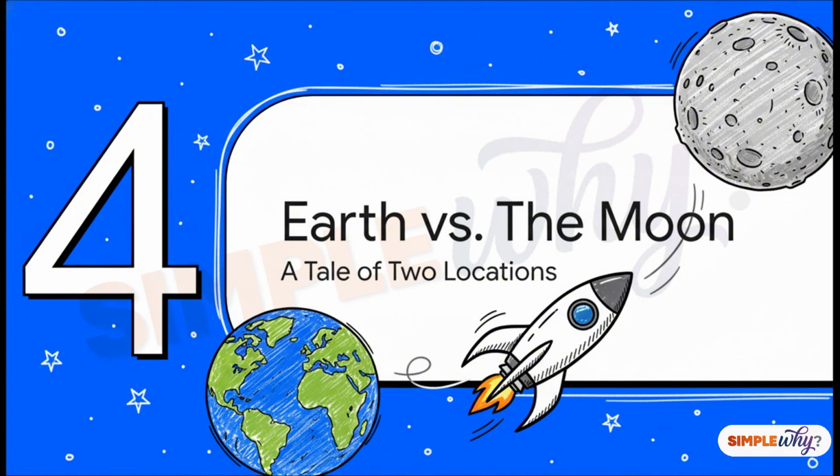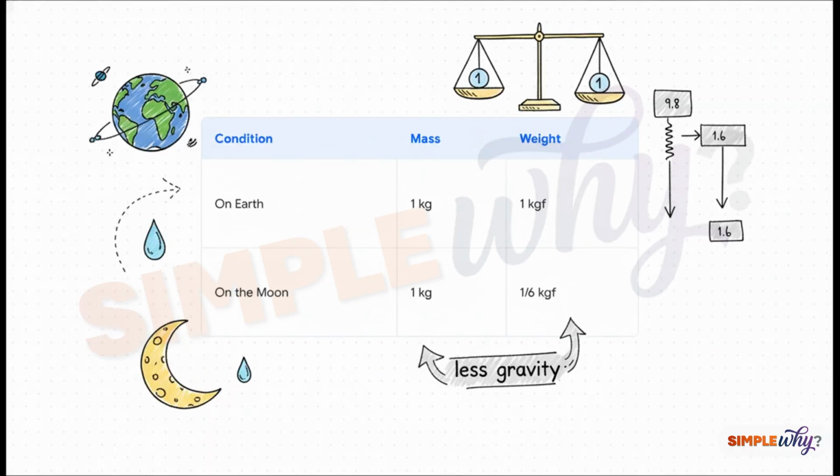All right, theory is all well and good, but this next part is where it's all going to click into place. Let's put these ideas to the test with a little thought experiment. We're going to take a trip from Earth all the way to the moon. This table just lays it all out perfectly. So imagine we have something with a mass of exactly 1 kilogram. Here on Earth, its mass is, well, it's 1 kilogram. Simple. Its weight, though, is about 9.8 newtons. Now, you might sometimes see this written as 1 kilogram force, or kgf. That's just a way of talking about weight that feels a little more familiar.